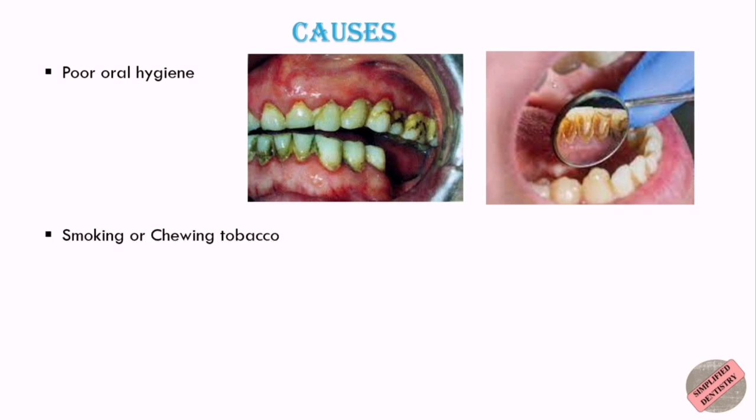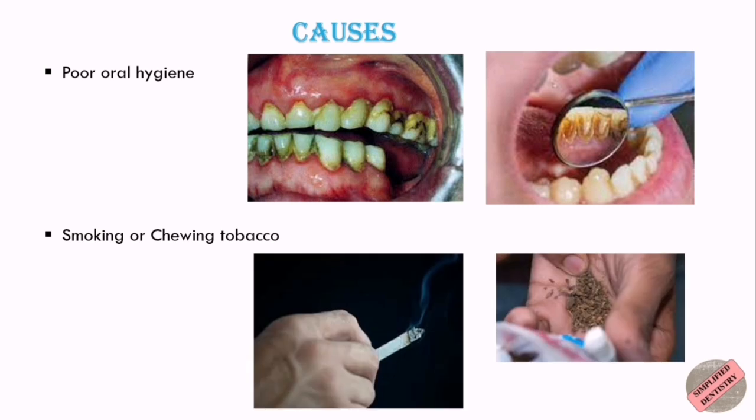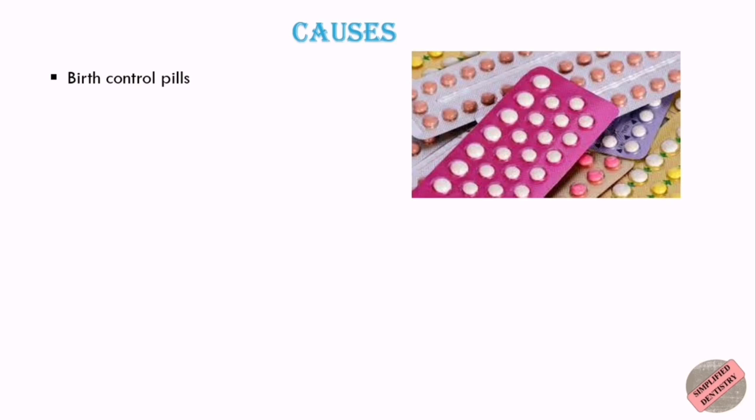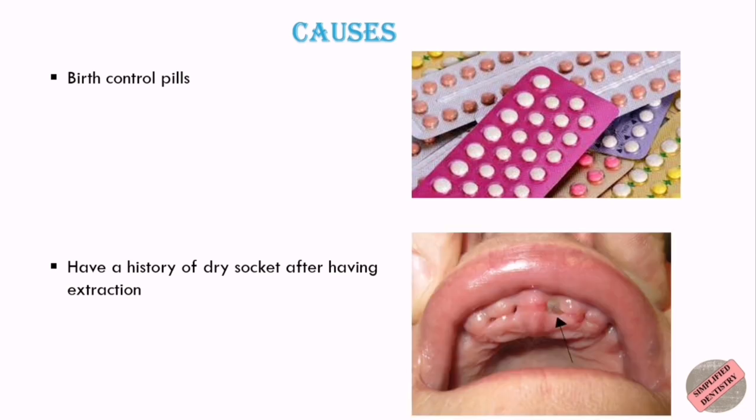Smoking or chewing tobacco can also cause dry socket. Taking oral contraceptives or birth control pills can also cause dry socket. Research shows that women are slightly more likely than men to develop dry socket. This is probably due to estrogen, as the hormone may dissolve blood clots. Another cause is having a history of dry socket after tooth extraction. So, basically if you had dry socket before, you may be more likely to experience it again.